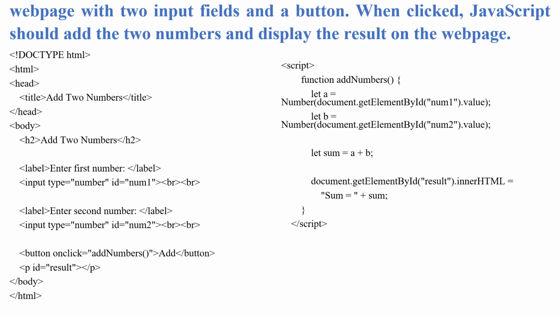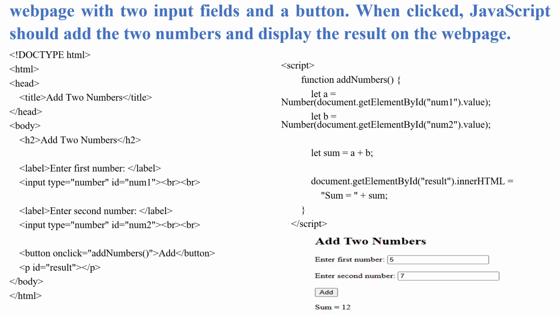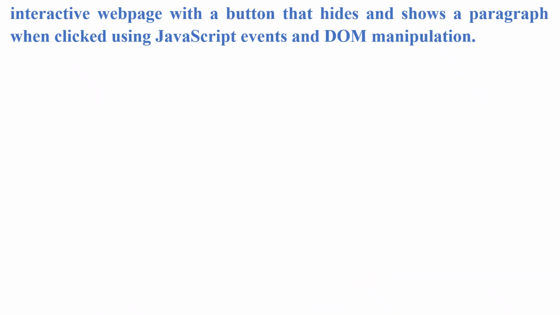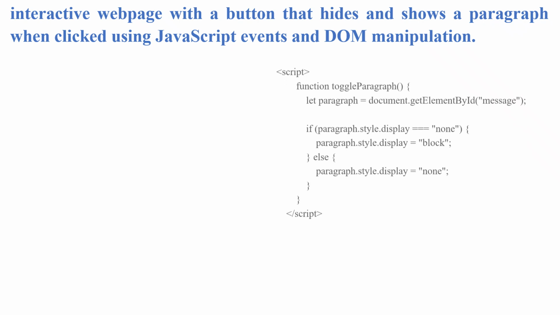So again, that is the script which we can add within this HTML or in the header part of the section. So here, first number and the second number, add 12. Next, we need to create an interactive web page with a button that hides and shows the paragraph when it is clicked. Once you click on this button, it should hide, and it should also show that paragraph.